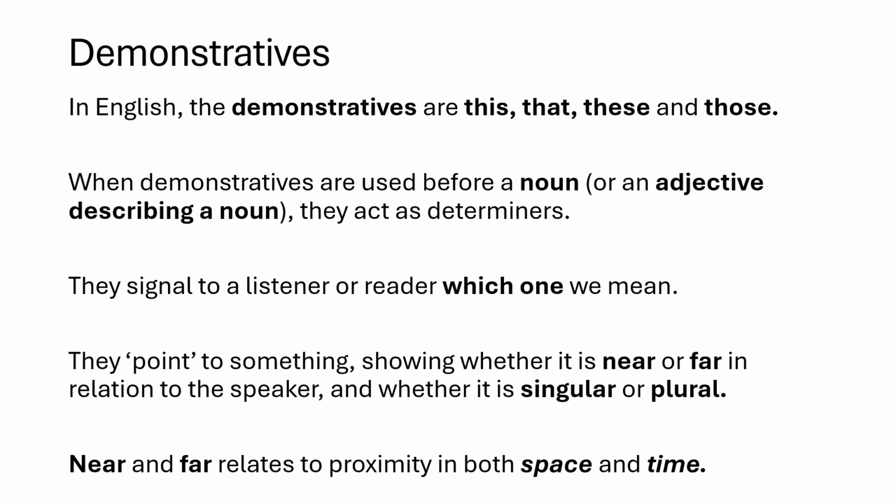In English, the demonstratives are this, that, these, and those. When demonstratives are used before a noun or an adjective describing a noun, they act as determiners. They signal to a listener or reader which one we mean. They point to something, showing whether it is near or far in relation to the speaker, and whether it is singular or plural. Near and far relates to proximity in both space and time.